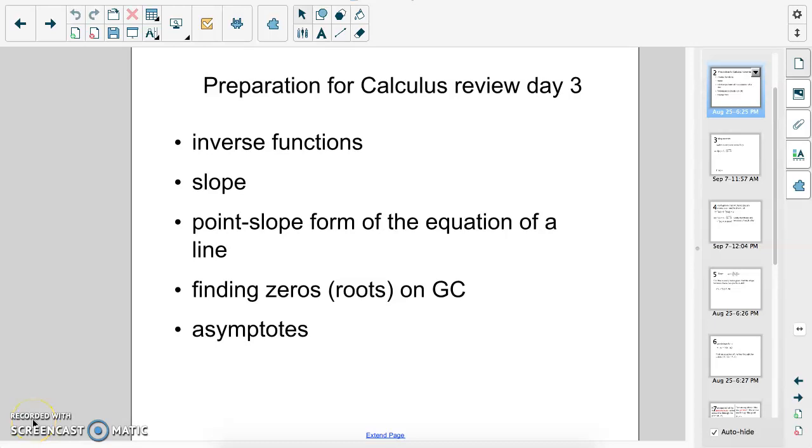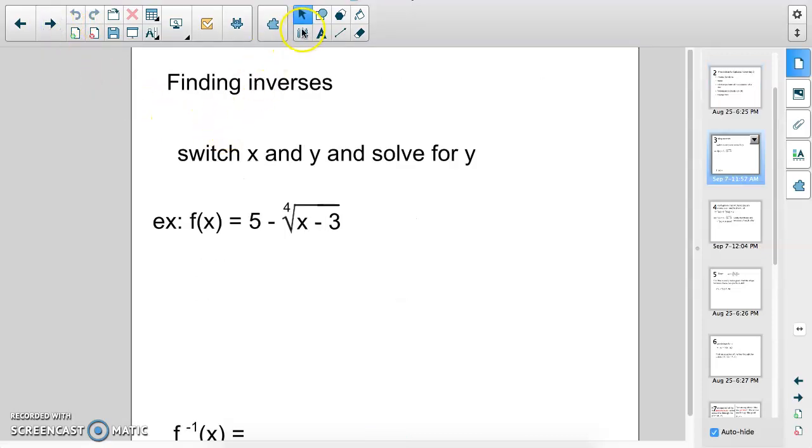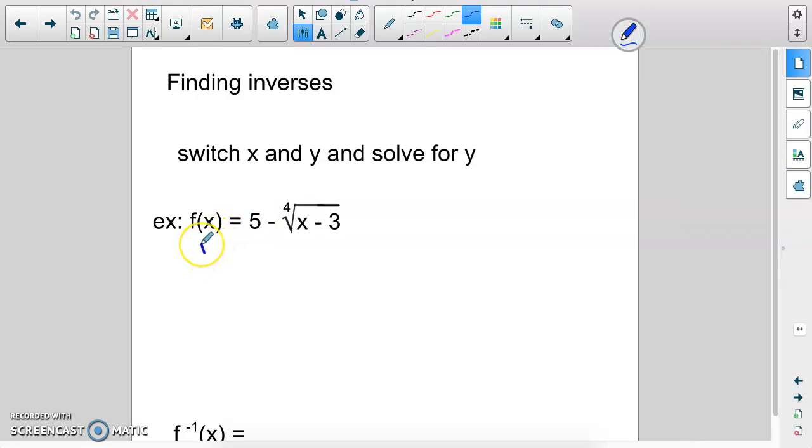All right, our third day of review topics for preparation for calculus. Inverse function slope, point slope form of the equation of a line, finding zeros or roots on the graphing calculator, and asymptotes. So to find an inverse, you switch x and y and solve for y. If you learned it to solve for y first and then switch x and y, that's the same thing.